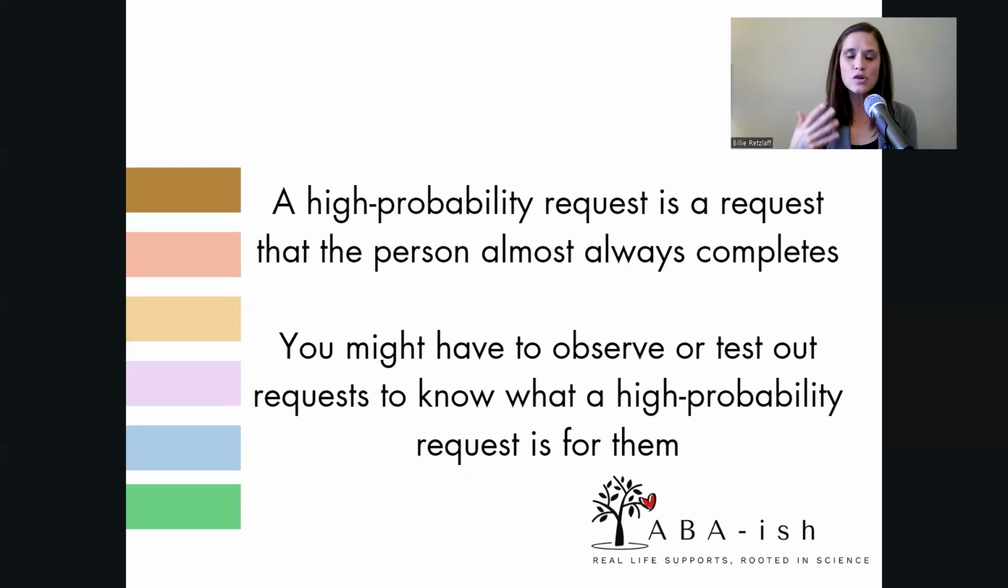So for your own kids or for a student you support, it might be completely different, which is why if you want to use high probability request sequences, it's really important that you take some time to observe and test out different options for requests to see which ones they're likely to comply with. Some high probability requests that you might test out if you are a teacher or an educator could be something like having the student pick the color of pencil they're going to use, having a student pass out papers, or having a student make a silly noise.